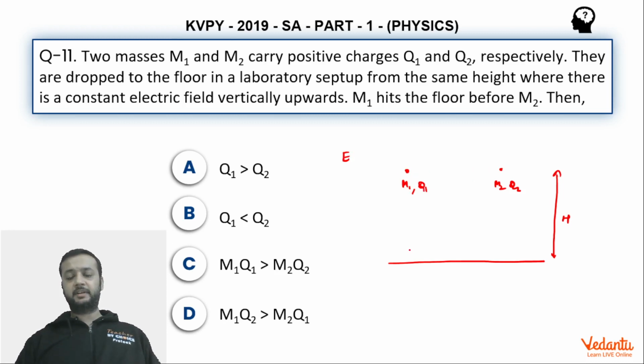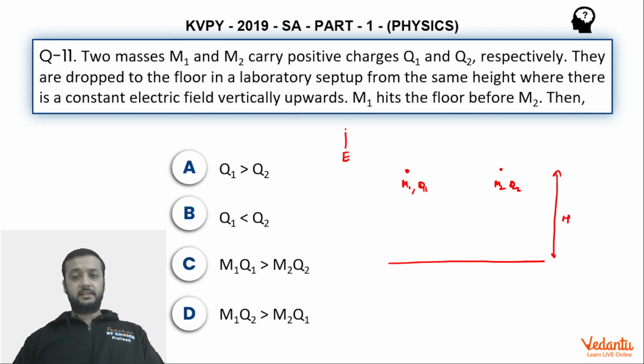Now it is given that m1 hits the floor before m2, so we have to choose the correct condition. Now it is very obvious that if m1 hits the floor before m2, then that means acceleration of m1 would have been more than acceleration of m2 in the downward direction, right? Because the initial velocity of both of them was zero, and they are traveling the same distance. So if m1 reaches before m2, we can say that downward acceleration of m1 will be more than downward acceleration of m2, right?